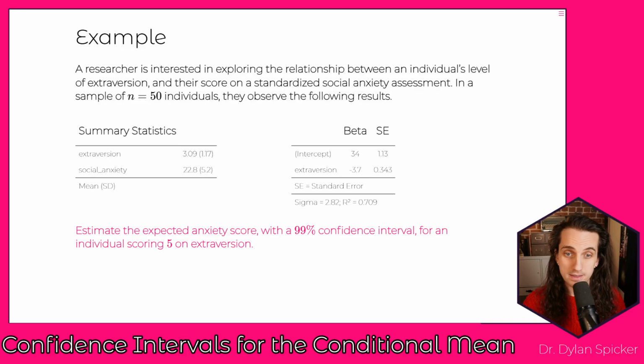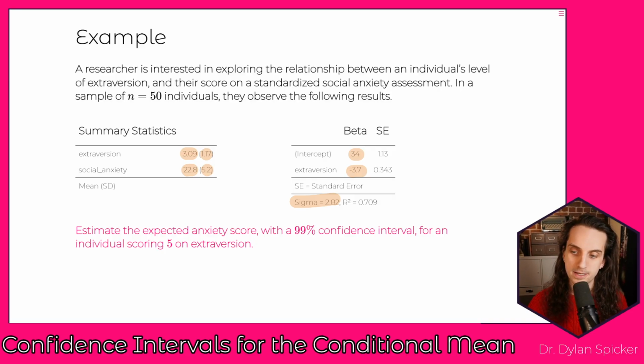So here we have that the mean level of extroversion is going to be 3.09 with a standard deviation of 1.17. The mean social anxiety, which is our outcome, is 22.8 with a standard deviation of 5.2. Our intercept is estimated at 34. The slope is estimated at negative 3.7 with our standard error given here. The square root of our MSE is given to us by 2.82. Our R squared value is given here.